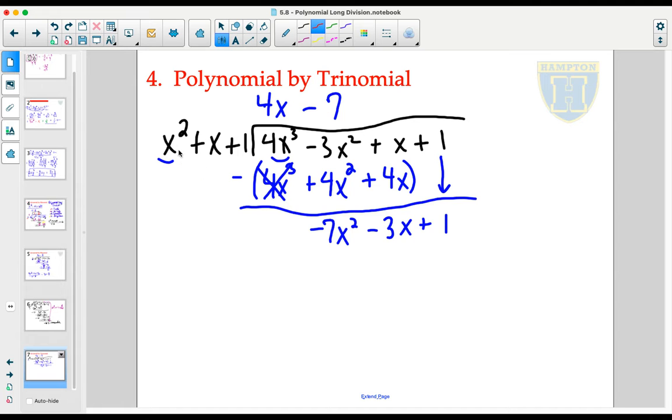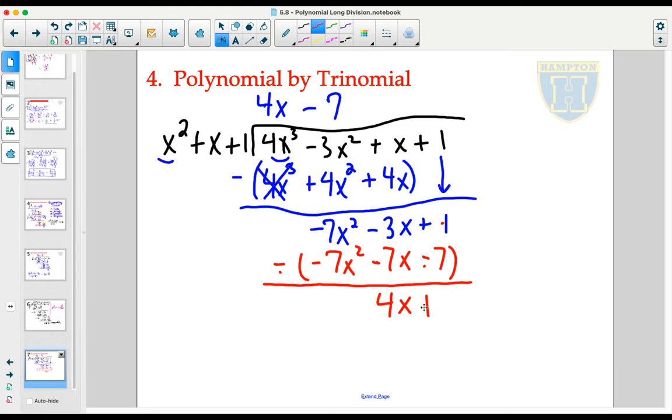Negative 7 times x squared is negative 7x squared, which is what we want to have happen. Negative 7 times x is negative 7x. Negative 7 times 1, negative 7. Subtracting all of this, again, our first term will disappear. Negative 3x minus negative 7x is 4x. 1 minus negative 7, positive 8.